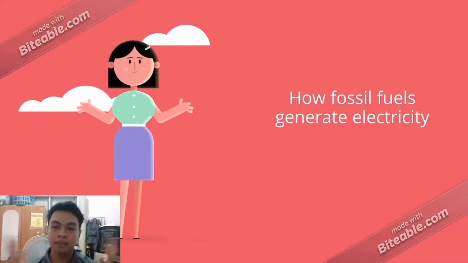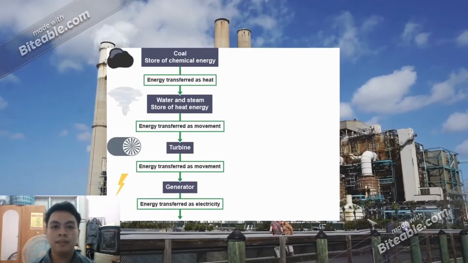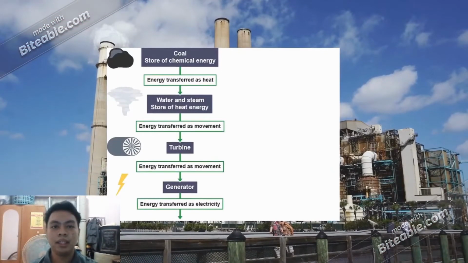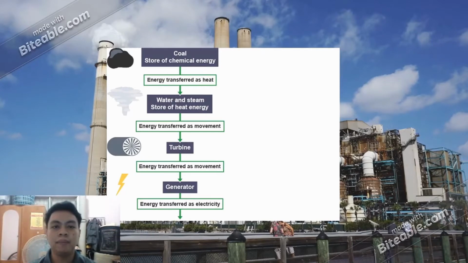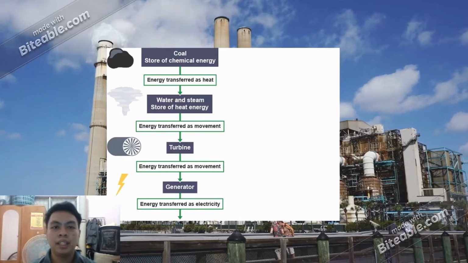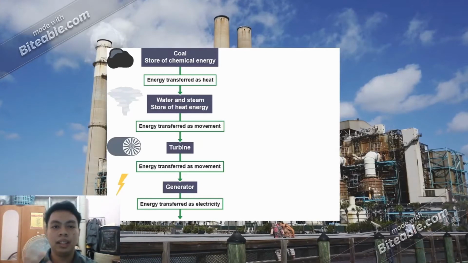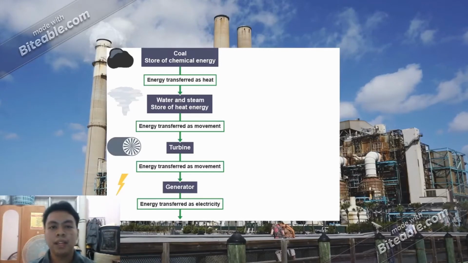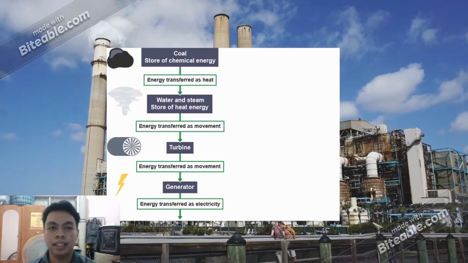So, how do fossil fuels generate electricity? Fossil fuels store chemical energy, for example, coal. The energy from the coal is transferred as heat, for example, into water and steam. The energy from the water and steam is movement energy, which is used for the turbine, and the energy from the turbine can be used to generate electricity using the generator.